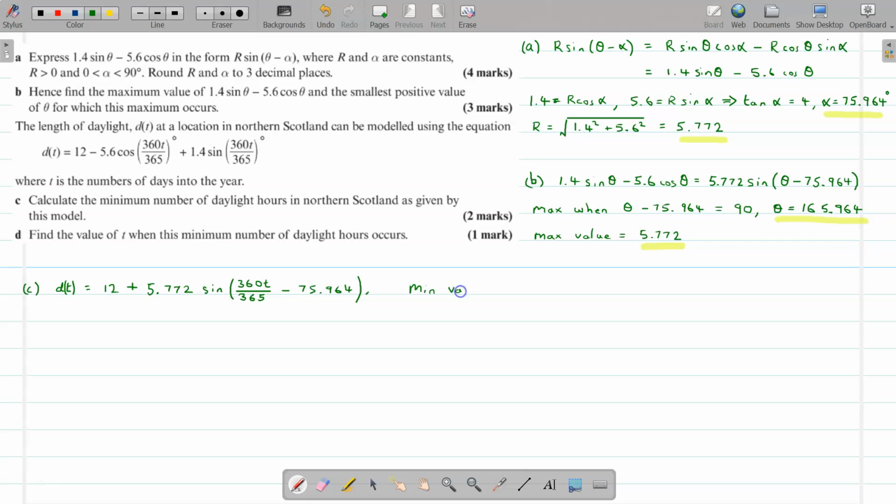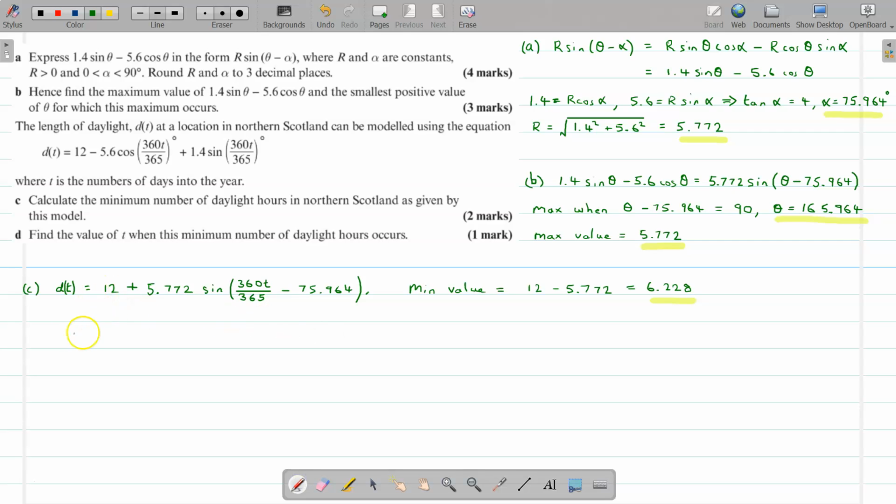So that is the minimum value, equals 12 minus 5.772, and that comes to 6.228. So that is the actual minimum value. And what that means is that the shortest day in that year has 6.228 hours of daylight.